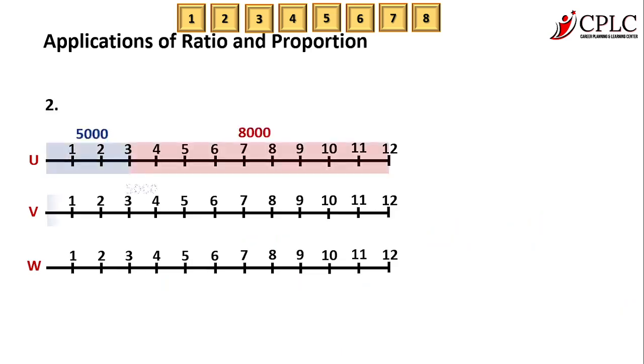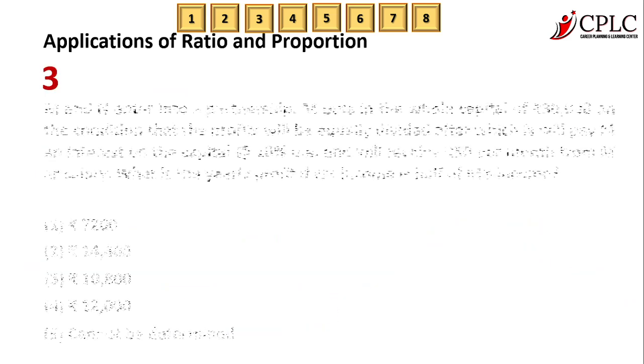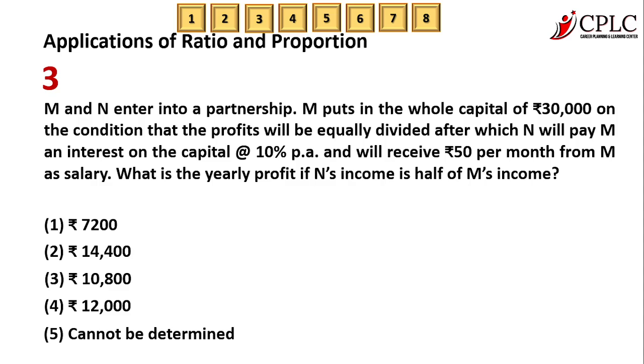Okay, let's look at question number 3 for that matter, which says M and N enter into a partnership. M puts the whole capital of 30,000 on a condition that profits will be equally divided, after which N will pay M an interest on the capital at 10% per annum and will receive 50 rupees per month from M as the salary. What is the yearly profit if N's income is half of M's income?